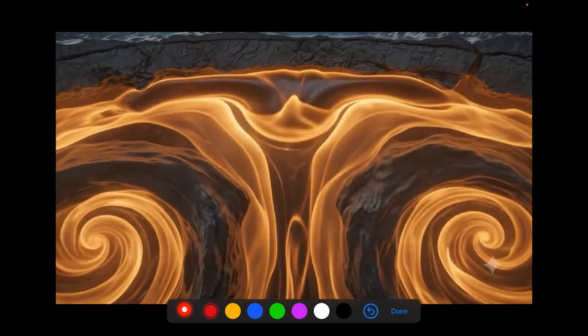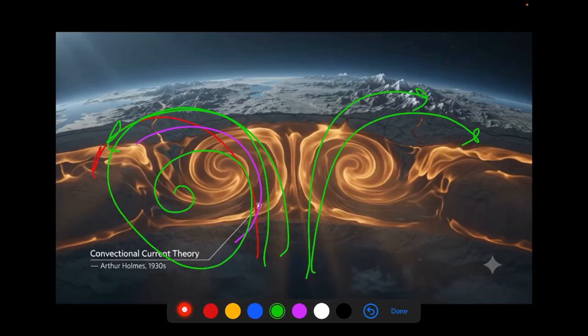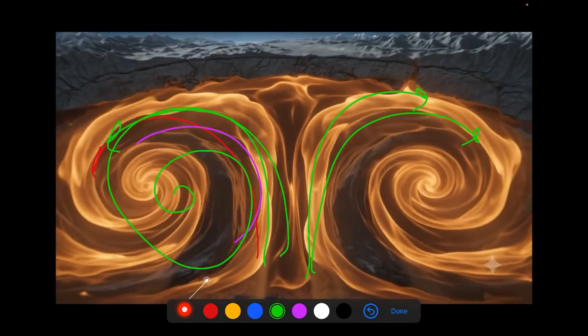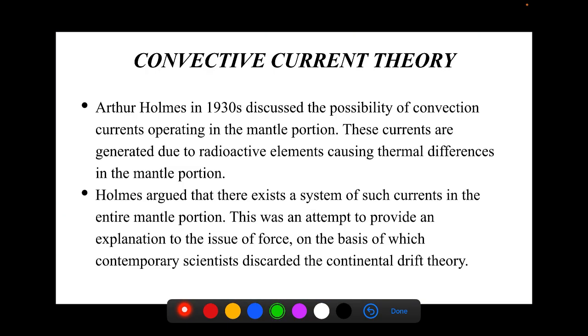So yeah, in this video you saw these big rotating hands, right? We'll understand that these are the convective currents. Let's see this one more time. You can see these rotating. Now we'll understand why these rotate.